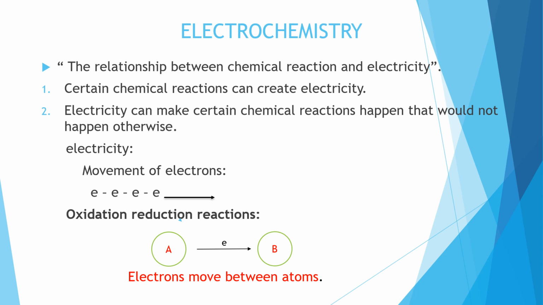What is electricity and what are chemical reactions? Electricity is a movement of electrons. The chemical reaction which involves movement of electrons is known as oxidation reduction reaction. Electrons move from atom A to atom B. In both these situations, electrons are involved, or movement of electron is involved. That's why they are the same. So we study electricity and chemical reactions in electrochemistry.